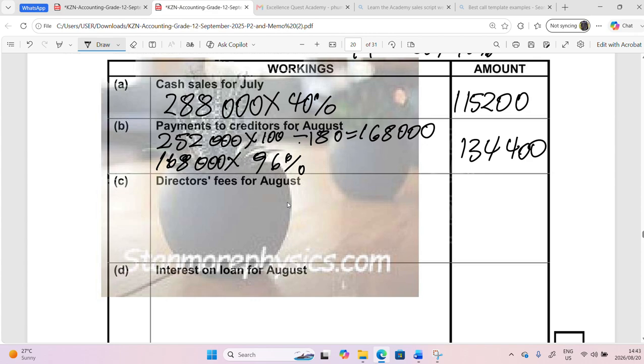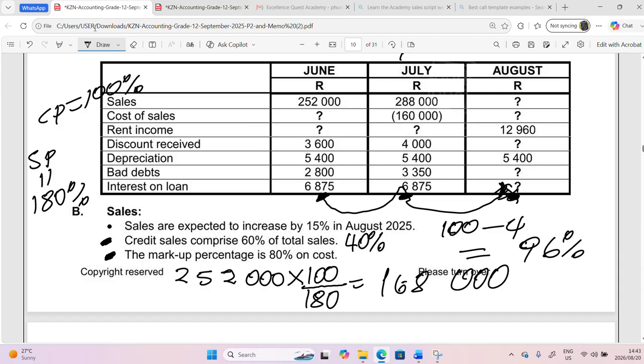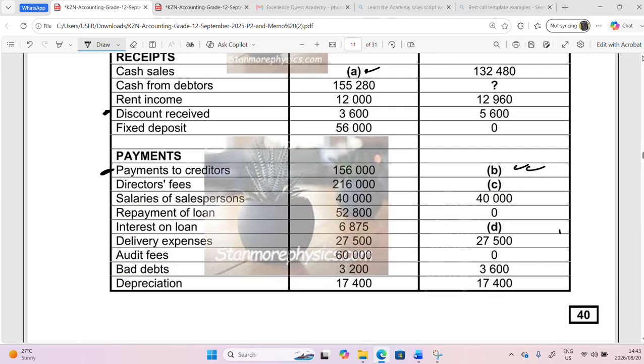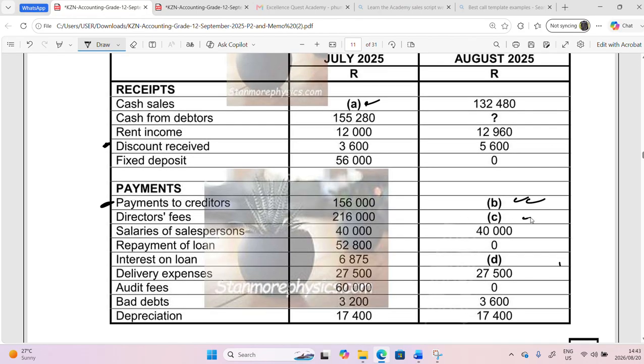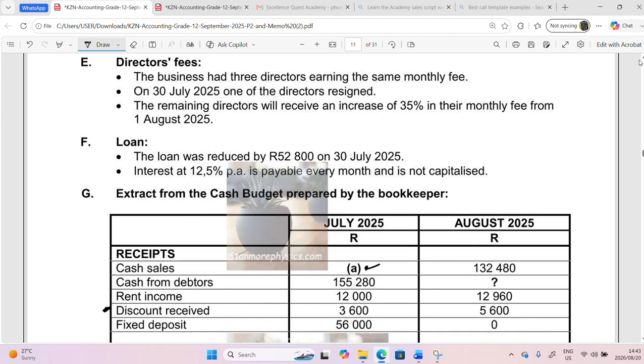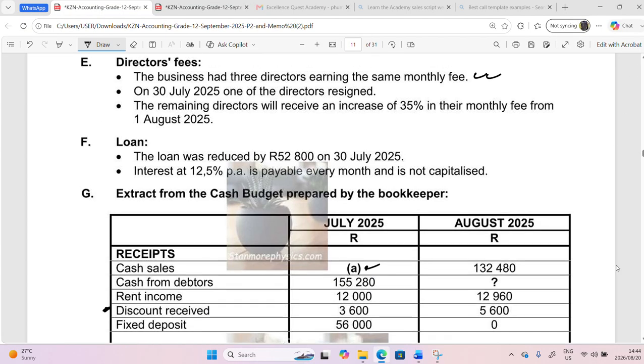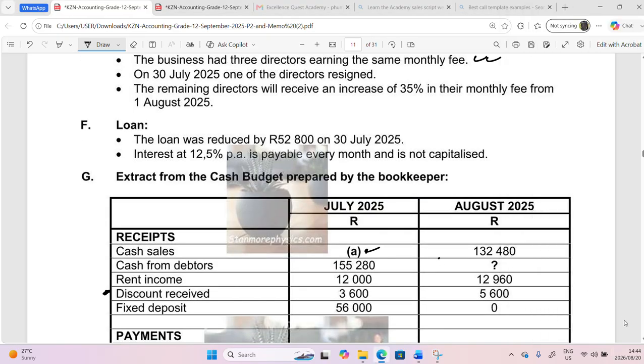Okay, so please check that information. Directors fees for August. Let's check. E. The business had 3 directors earning the same monthly fee. On 30 July 2025, one of the directors resigned. The remaining directors will receive an increase of 35% in their monthly fee from 1st August. Let us deal with the first point, guys. The first point, the company had 3 directors when? The month before August, the company had 3 directors.